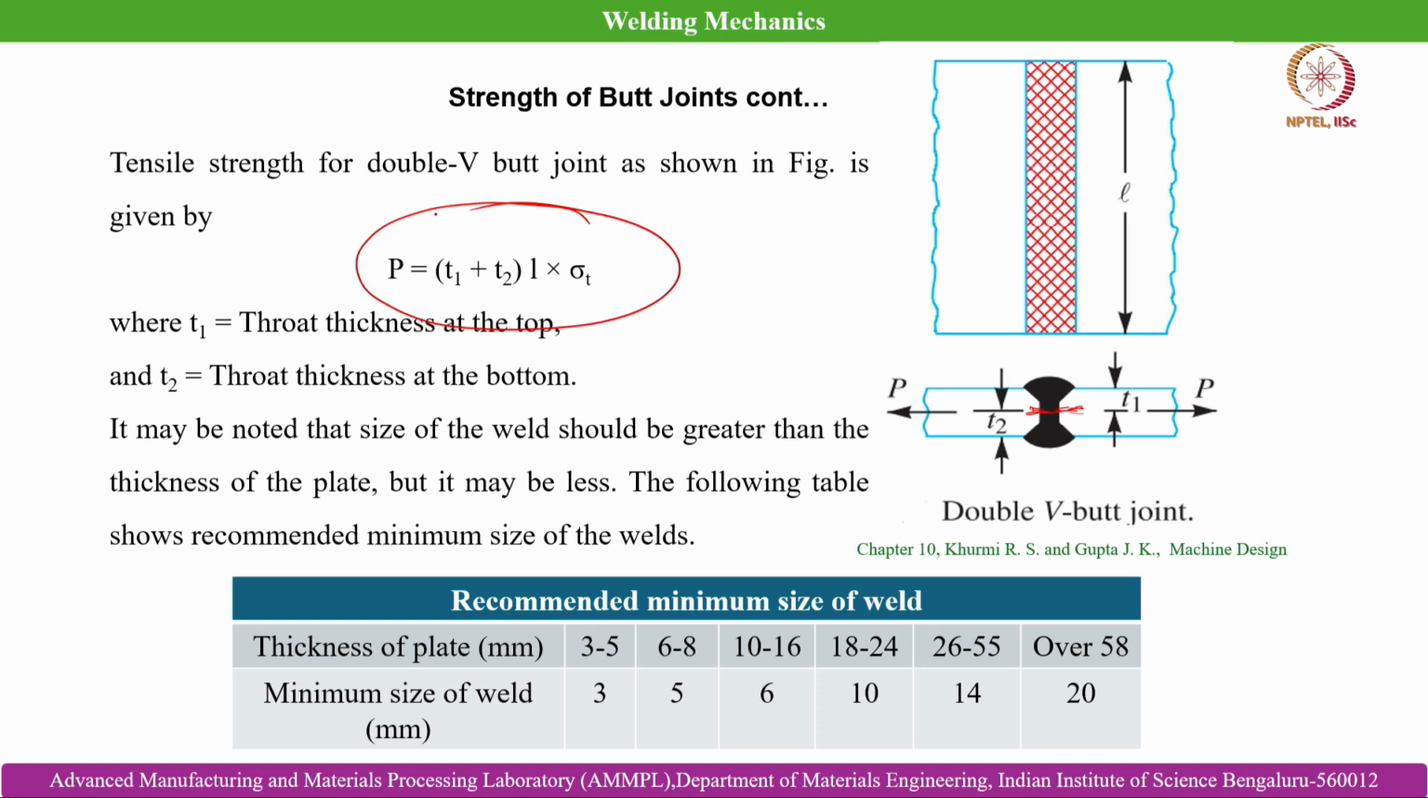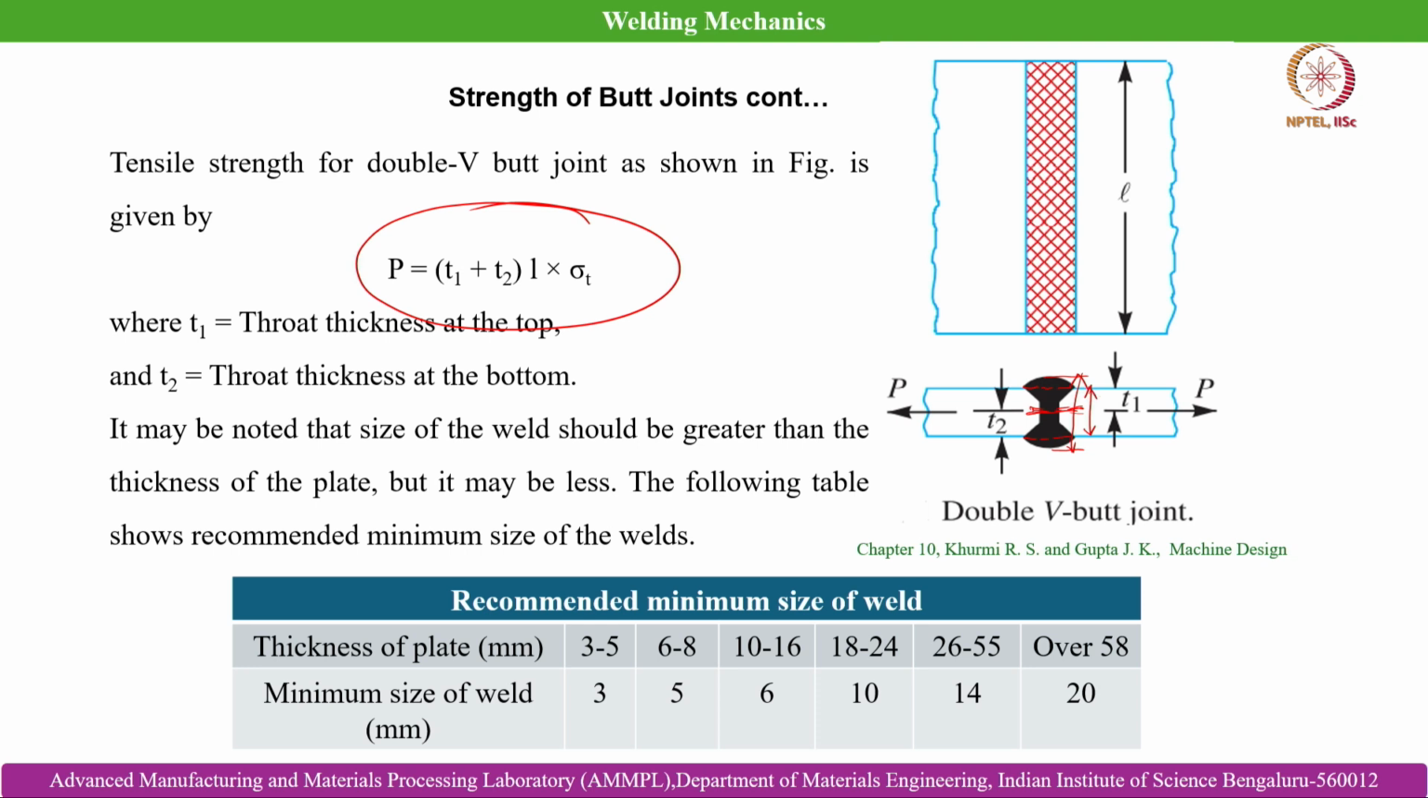It may be noted that the size of the weld should be greater than the thickness of the plate. That is because of the hump that is created at the fusion zone or the weld zone. This is the hump that is created. So the total thickness of the weld joint is higher than the thickness of the plate, so there is a gap between the thickness of the plate and the total thickness of the weld joint.